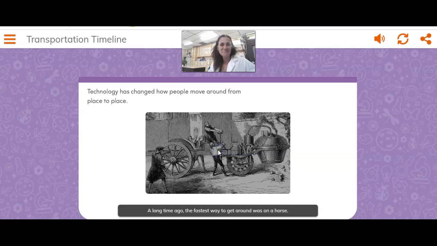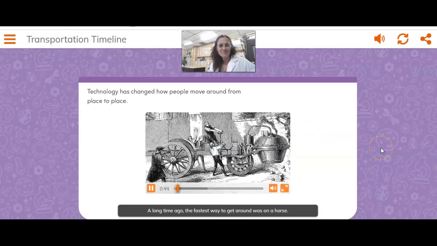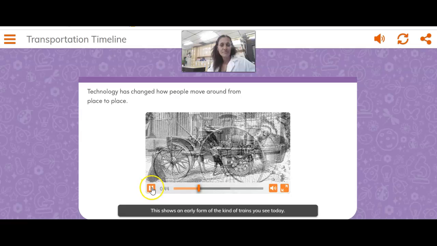We'll play this video. A long time ago, the fastest way to get around was on a horse. Then the train was invented. This shows an early form of the kind of trains you see today. Now, that's not a train that we see today, is it? That was one of the early forms. But do you see how they took that train and they improved it over time? So now it's much faster.